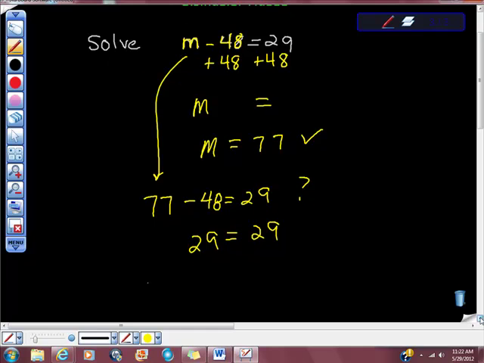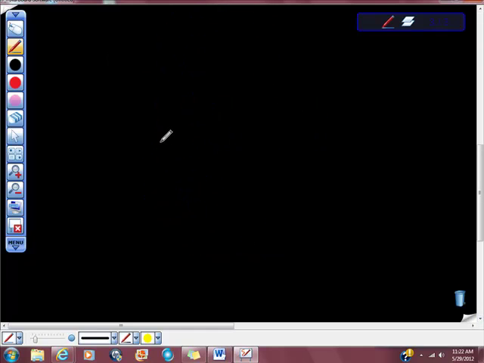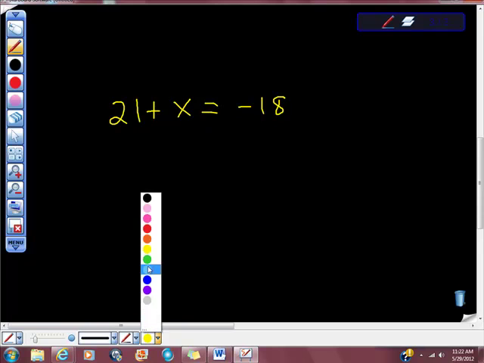The subtraction rule of equality works exactly the same. I do a different problem. I say 21 plus x is equal to negative 18. Keeping in mind, what I want is this x by itself. So what I'm trying to do is clear everything else out. And this x and this 21 are being added. So I'm going to take this 21, and what can I do to get the opposite of 21? Subtract 21 or add negative 21?